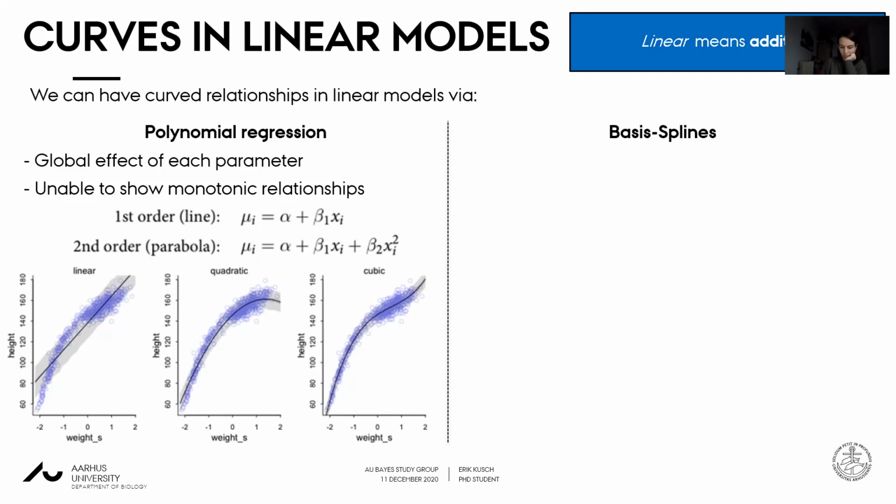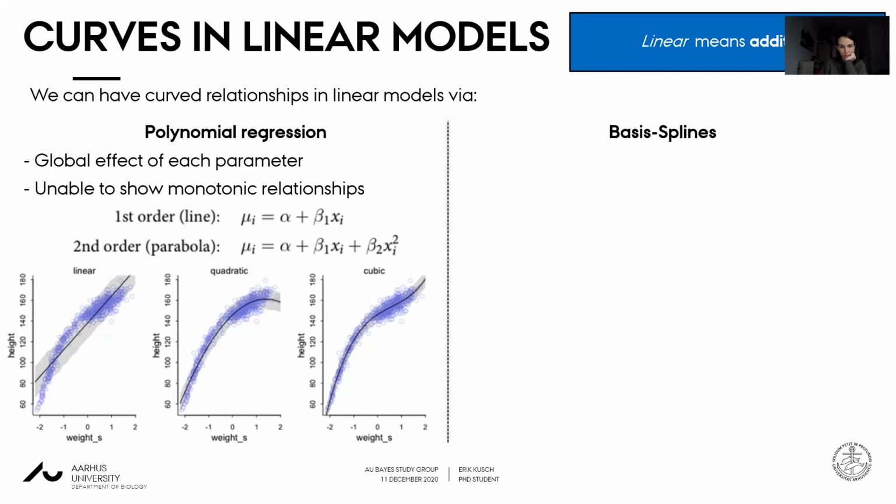Polynomial regressions are characterized by global effects of each parameter, meaning each parameter bumps the relationship in the entire range of the relationship. So you can't switch it on and off at certain points, for example. And these are unable to show monotonic relationships, meaning always increasing or always decreasing, because by definition of how polynomials work, it needs to curve at some point and go the opposite way. So everything that is polynomial second order will have a switchback point at some point.